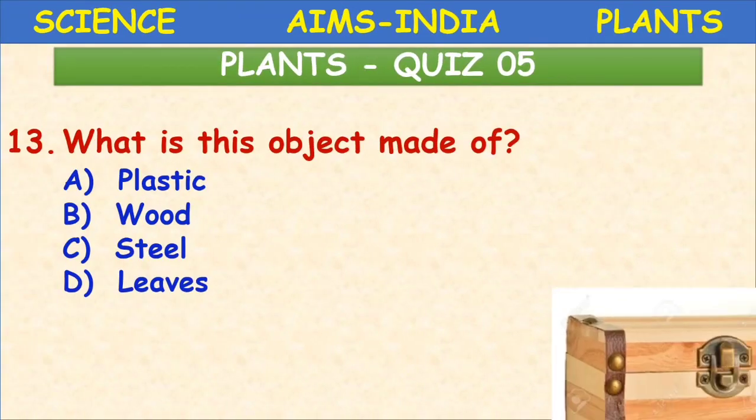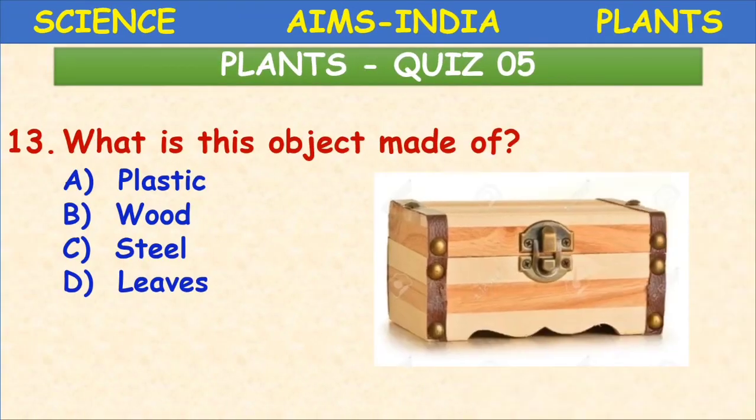What is the object made of? Here you have seen a wooden box. Oh, I gave you the answer already, sorry. This object is made of wood, because this is the last question for you and I made it easy. And where do we get wood from, children? Bamboo, teak and others are wood plants. Clear, children?